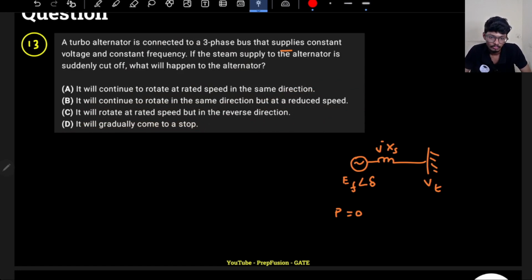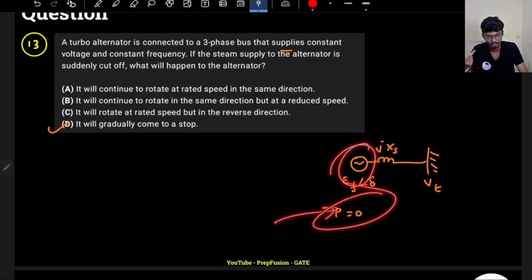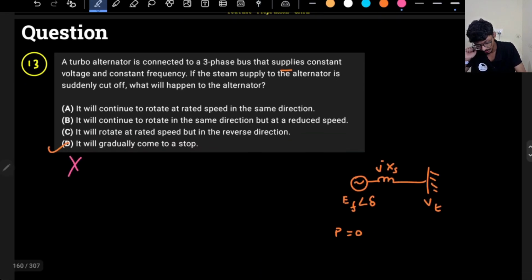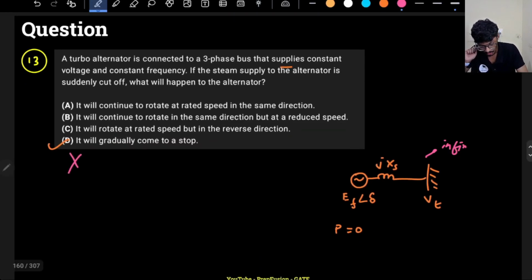Most of the people will say that it will gradually come to stop, because they will say that input power is gone. If there is no input power, you are not rotating the shaft, so automatically it will come to stop. But no, this is not correct. Why is it not correct? Because remember this is an infinite bus, and in the previous lecture we discussed the property of an infinite bus. What is the property of an infinite bus?